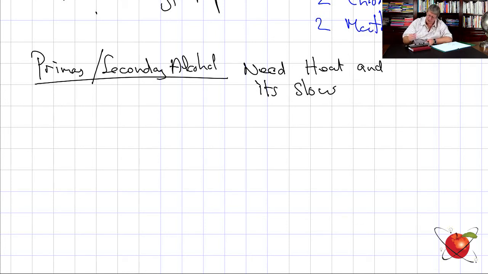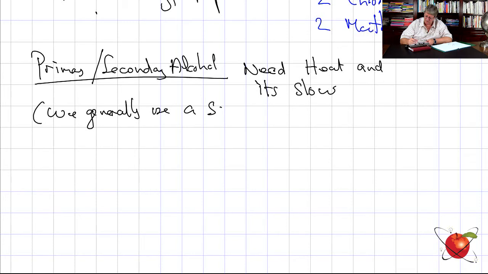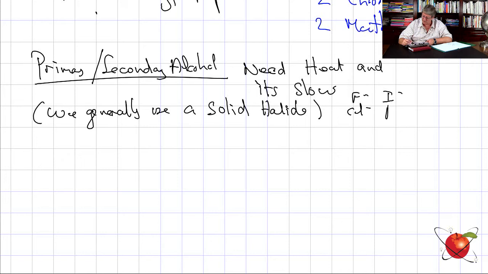For the reaction, we don't use the hydrogen halide. We generally use a solid halide. Remember, the halide is the F minus, Cl minus, I minus. It's the ion. Fluorine, chlorine, bromine, iodine. I've got them all that I need: 1, 2, 3, 4. Those are my halides. There they are.